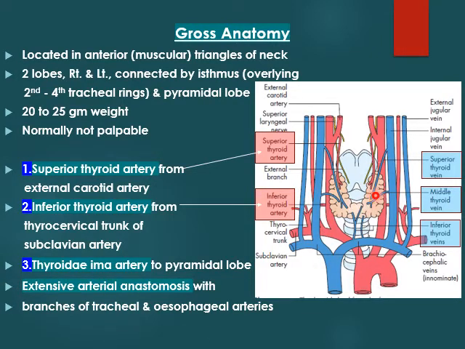So the main one here you can see is the superior thyroid artery from the external carotid. Then you've got the inferior thyroid artery coming from the thyrocervical trunk on either side. Then sometimes you have the thyroidea ima artery and extensive anastomosis around here.